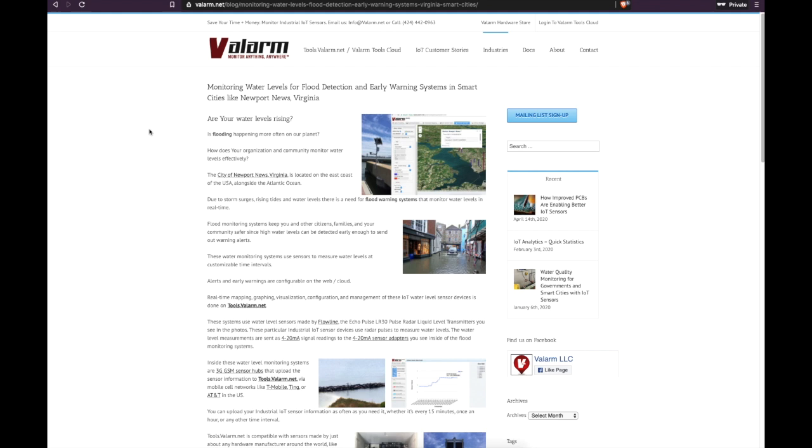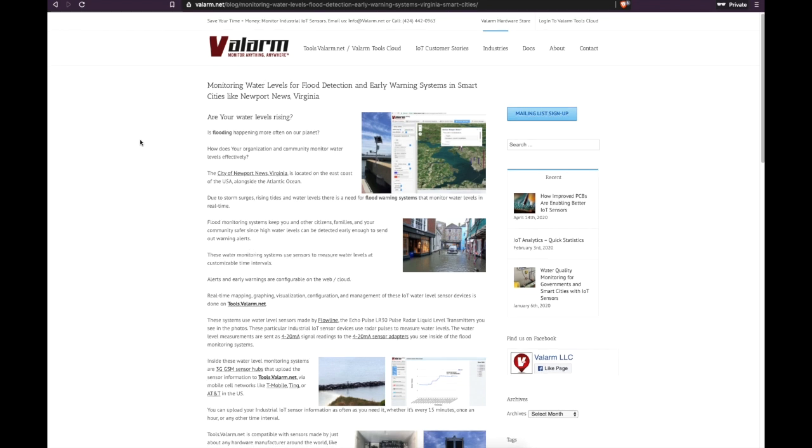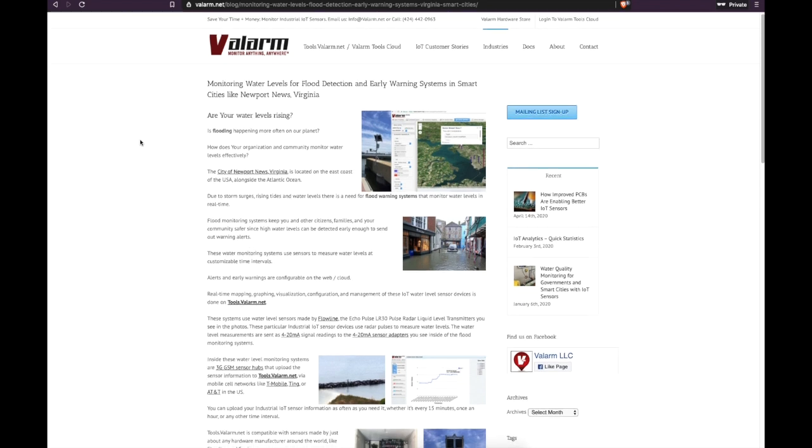Are your levels of water rising? Is flooding happening more often on our planet? How does your organization and community monitor water levels effectively? The city of Newport News, Virginia is located on the east coast of the U.S. alongside the Atlantic Ocean. Due to storm surges and rising tides and water levels, there is a need for flood warning systems that monitor levels of water in real time.